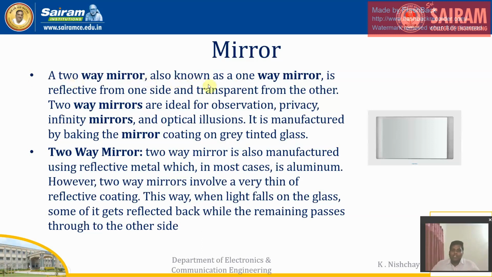Now, a two-way mirror is also known as a one-way mirror, reflecting from one side and transparent from the other side. The two-way mirror is ideal for observation and privacy, and it is manufactured by using a mirror coating on glass. As I told before, coated glass.